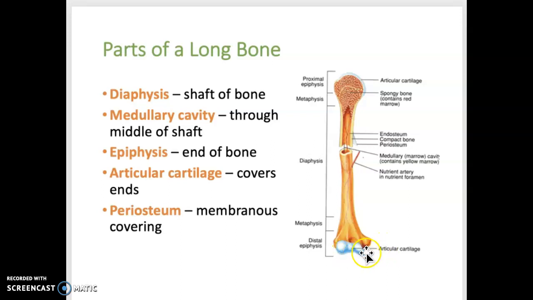Articular cartilage, that's shown in this bluish color here and also on this end. This covers the epiphyses and it provides a smooth surface for the movement of joints. And finally, the periosteum, you can see a little bit of it right here. It's a dense white fibrous membrane that covers a bone, and it contains blood vessels to help nourish the bone.